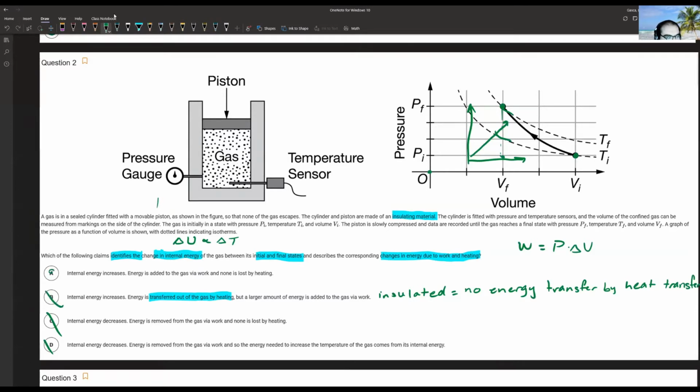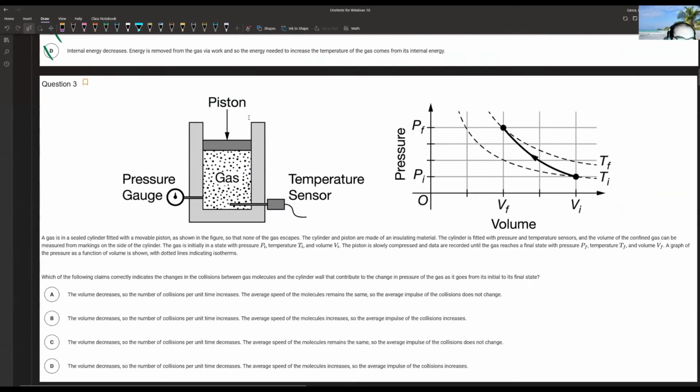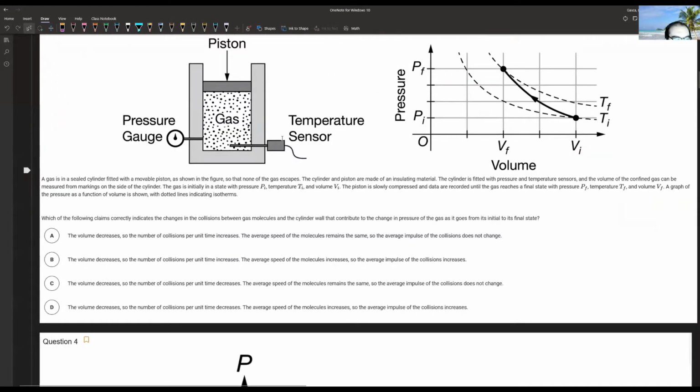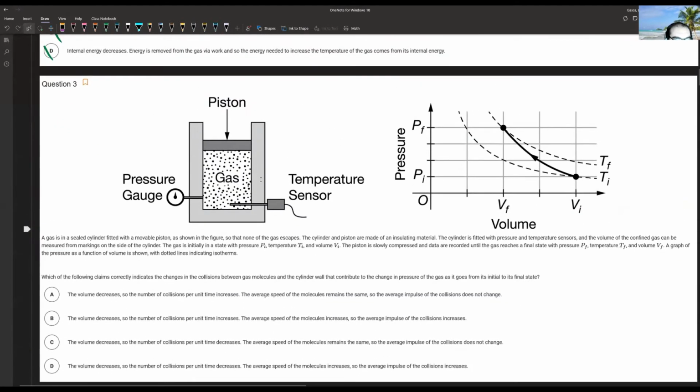So A is going to be our best choice here. Let's go ahead and look at question number 3. Which of the following claims correctly indicates the changes in the collisions between the gas molecules on the cylinder wall that contribute to the change in pressure of the gas as it goes from initial to final state.